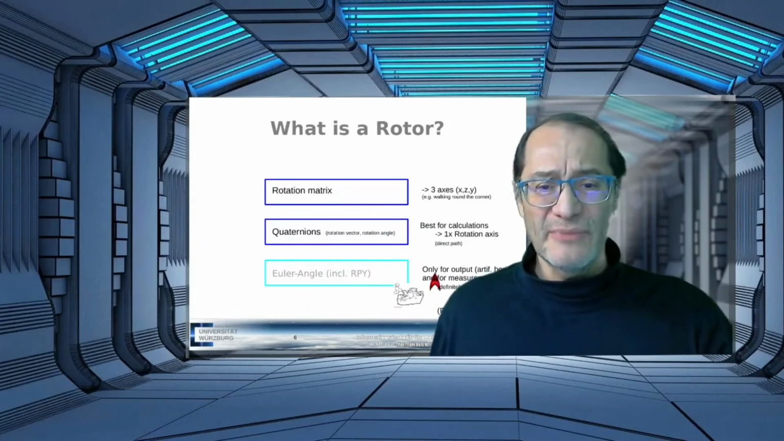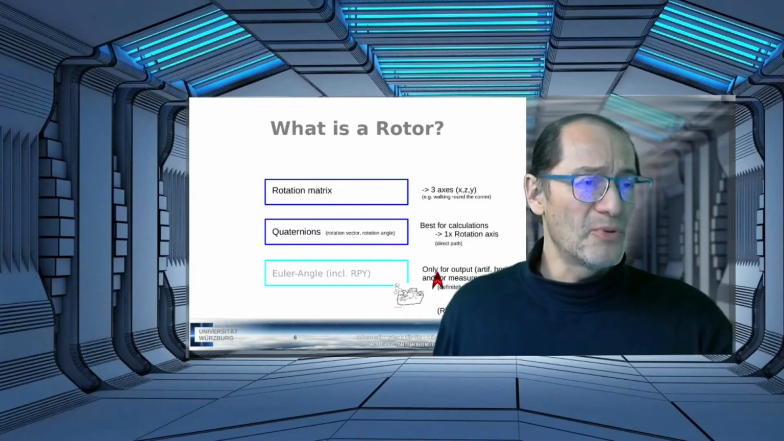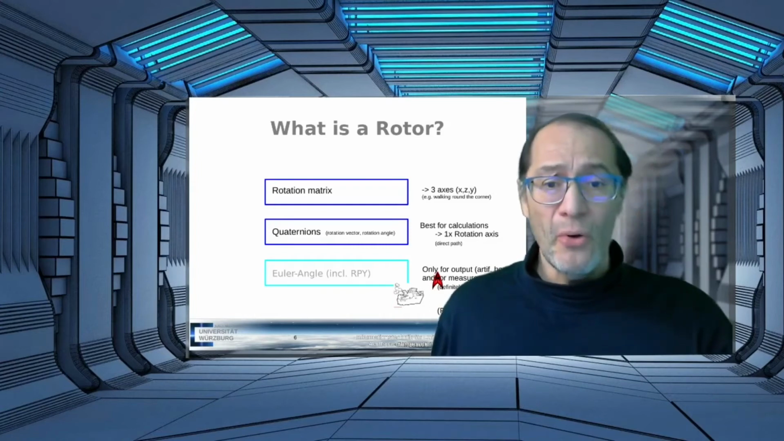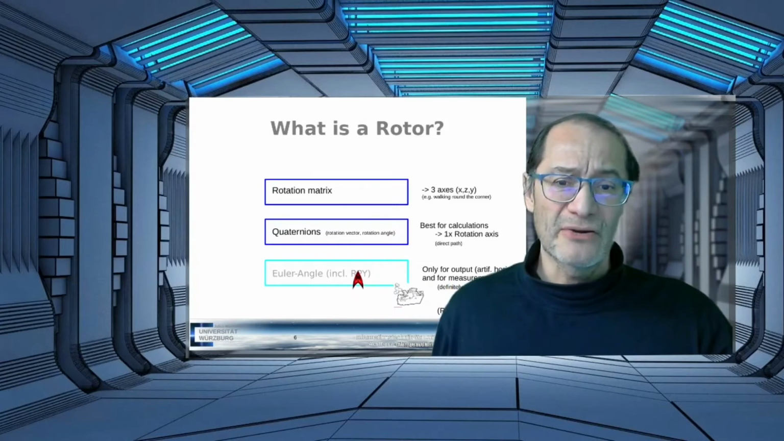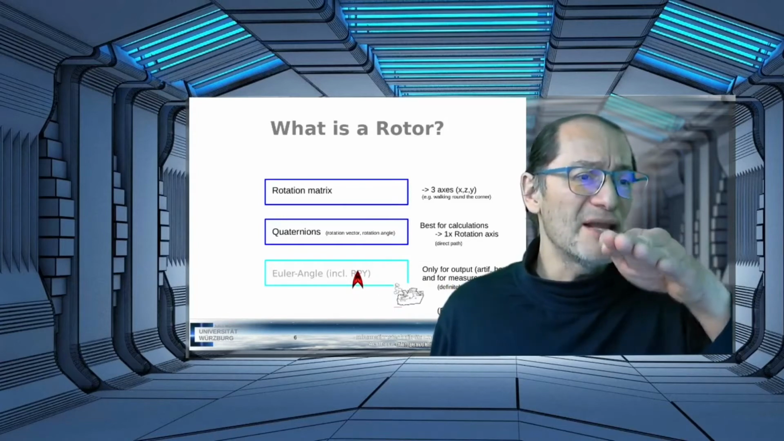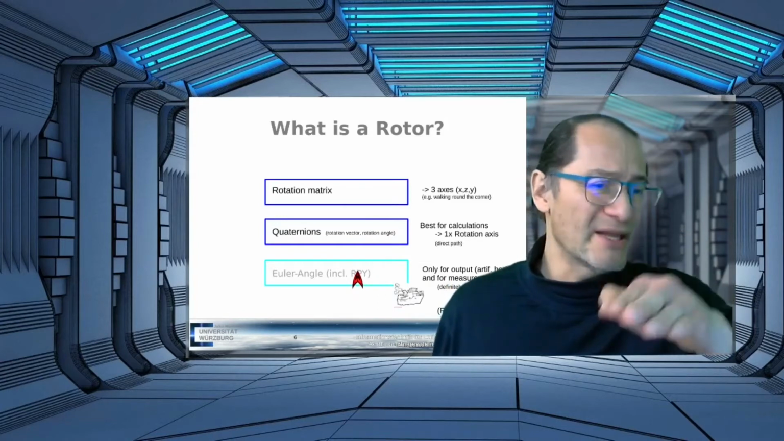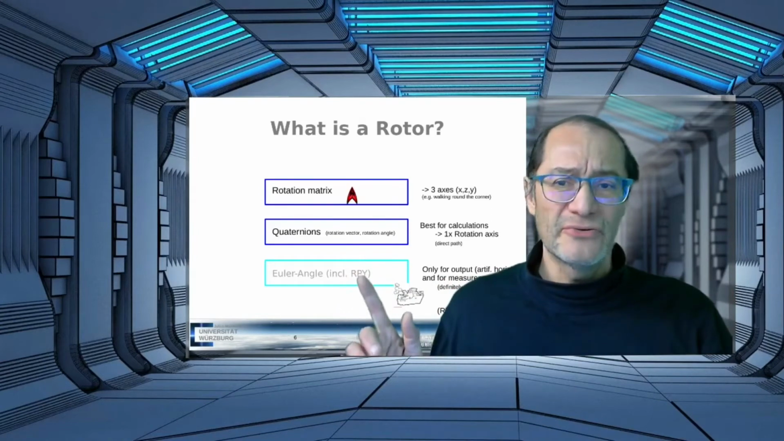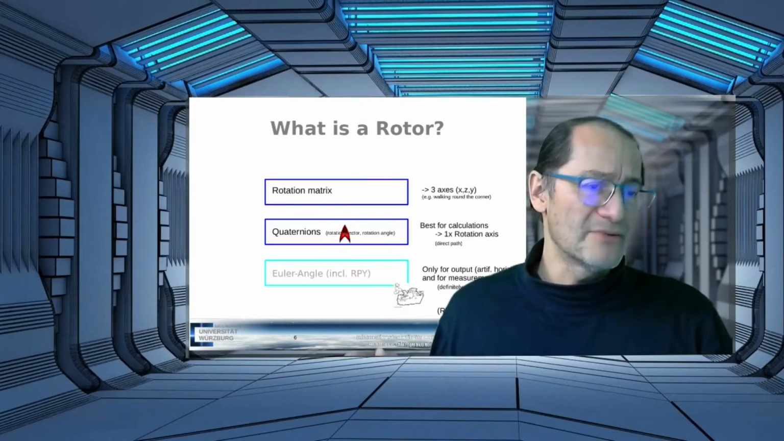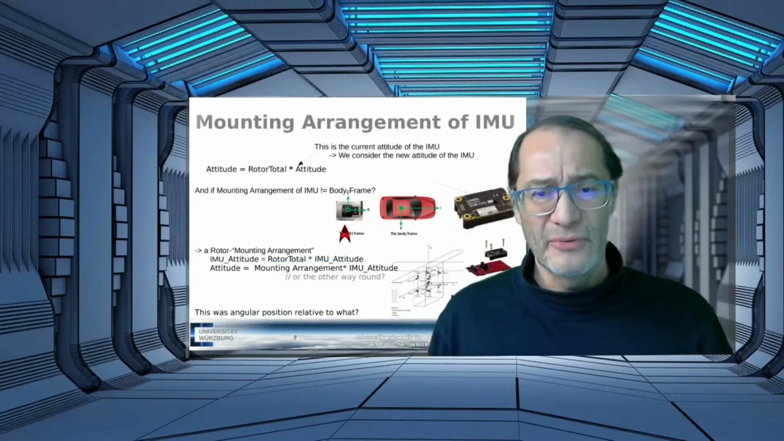And what I said before, this is only for the output to show it to the pilot or for the measurement. But for computations, I really do not recommend this. This works only for very small deviations. For big deviations, you are going to accumulate a terrible error. So we are going to handle only matrix and quaternions for computations.